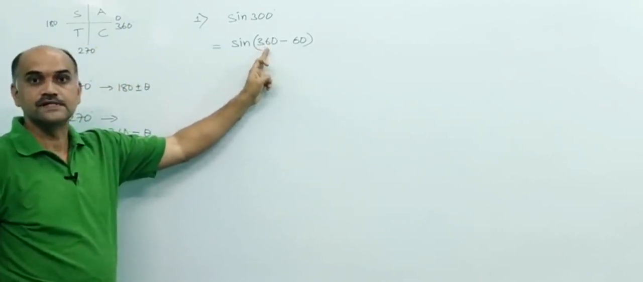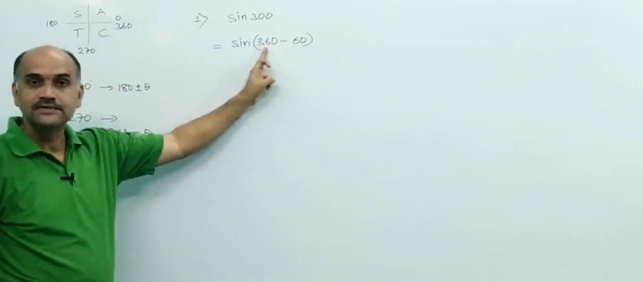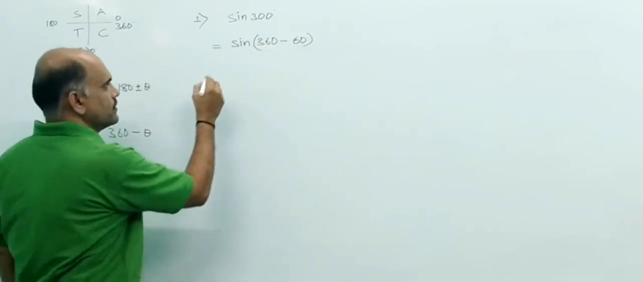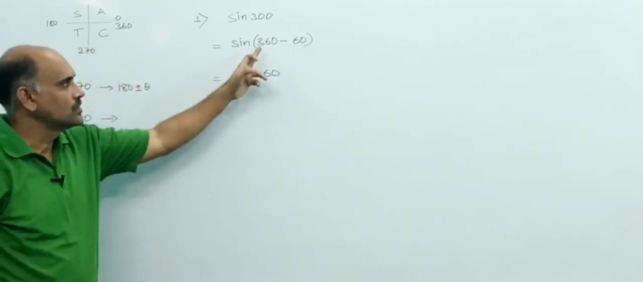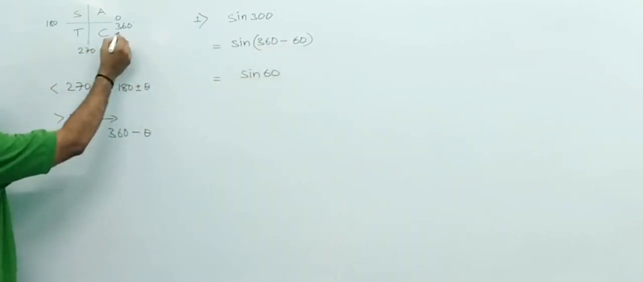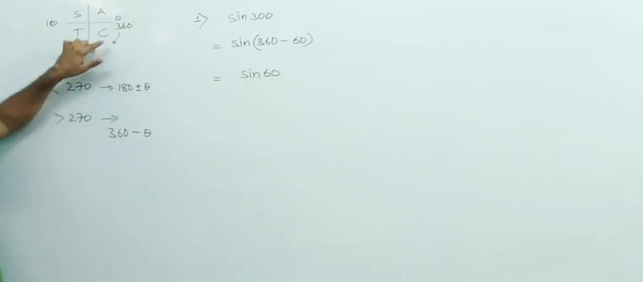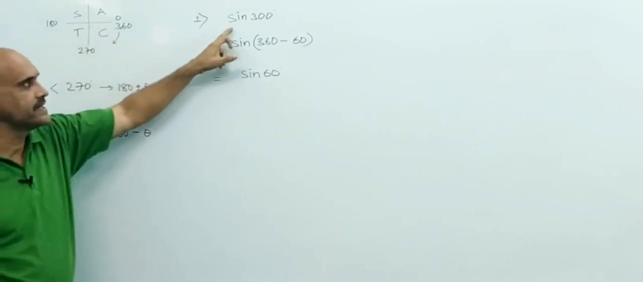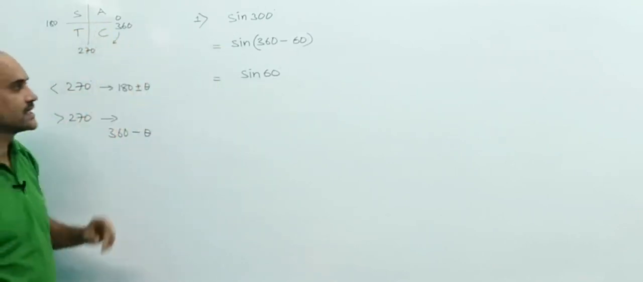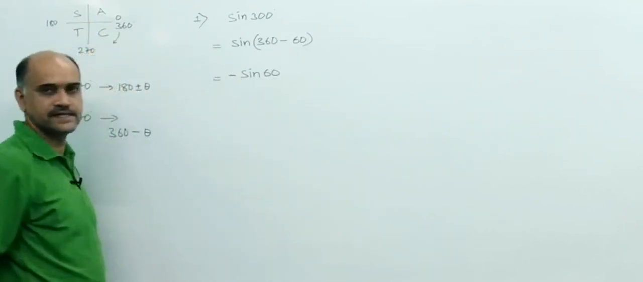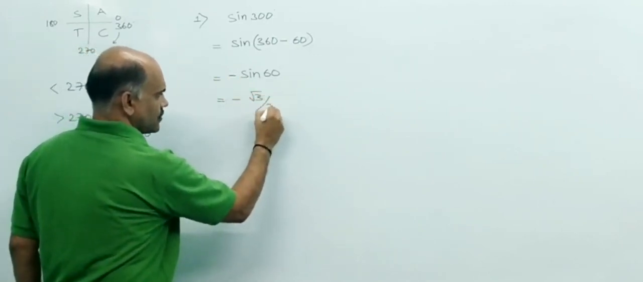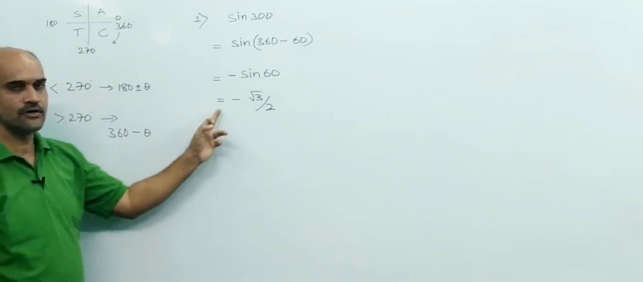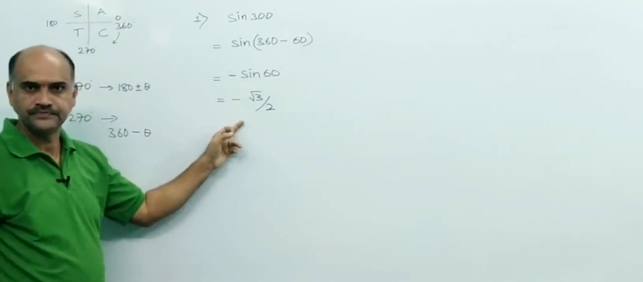Now again you leave this. In place of 180 now I am having 360. So you leave this and you will have just sine 60. 360 minus means you will have the angle in the fourth quadrant. In the fourth quadrant, sine is negative. Cos and secant are positive. So you will have minus sine 60. Now substitute the value. Sine 60 is root 3 by 2, so you will have minus root 3 by 2.